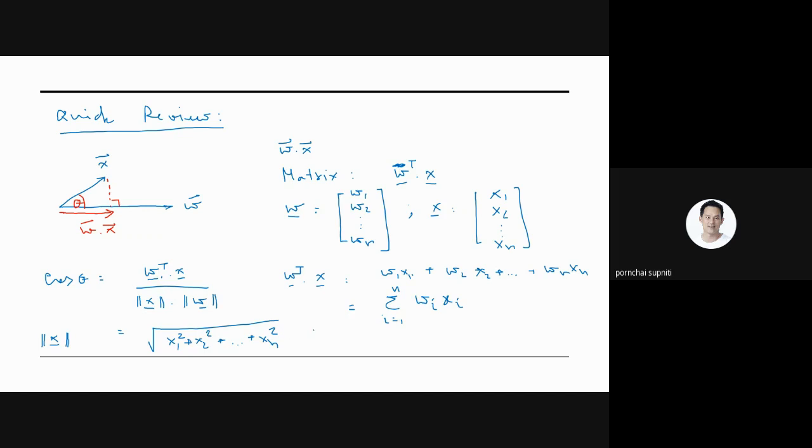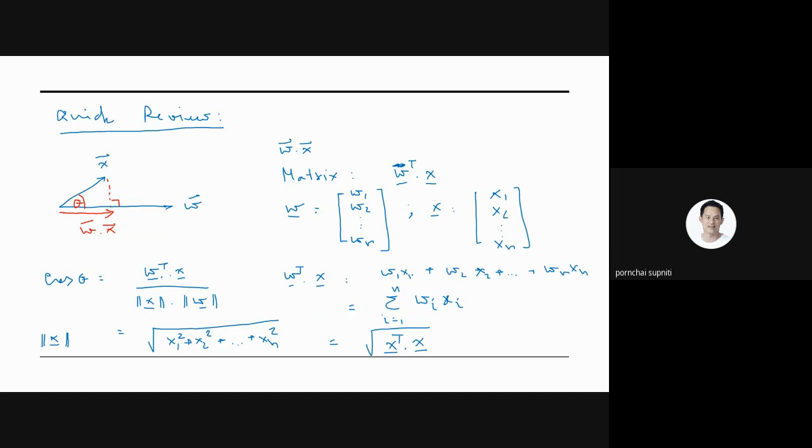Or you can write it as the square root of x transpose times x. Okay, it's the same thing. So this is a quick review of the notation that we have seen before in the past. Okay, so let's take a look then.